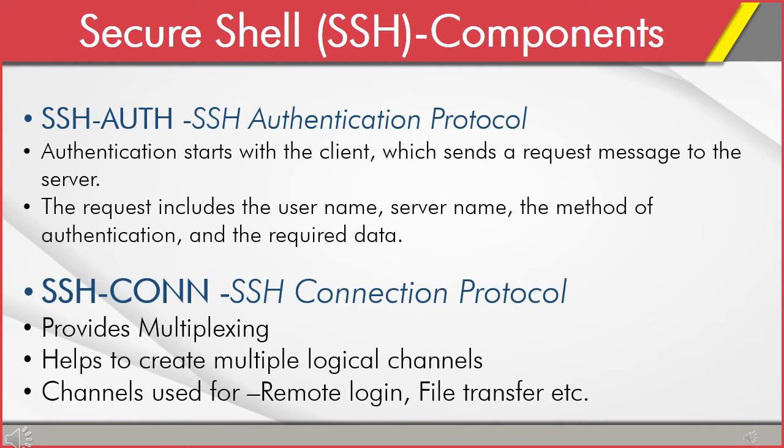The third component of SSH is the SSH connection protocol. One of the services provided by the SSH connection protocol is multiplexing. SSH connection takes the secure channel established by the two previous protocols and lets the client create multiple logical channels over it. Each channel can be used for different purposes such as remote logging, file transfer and so on.